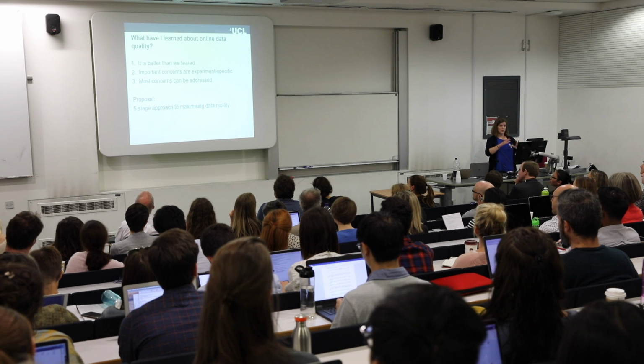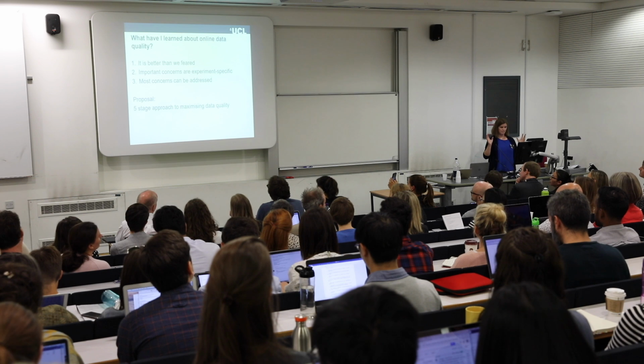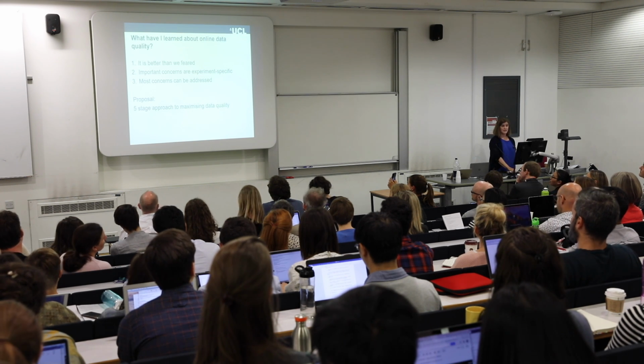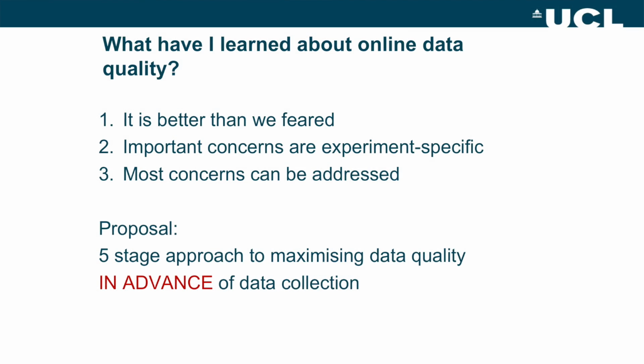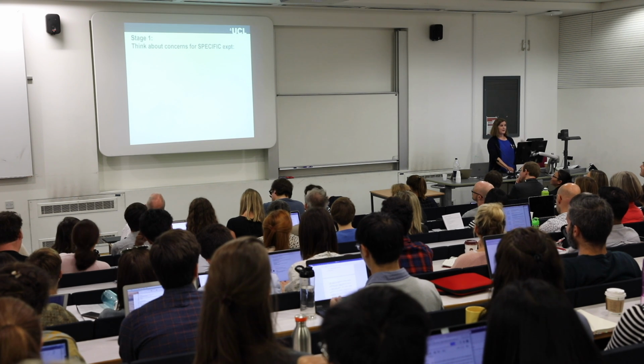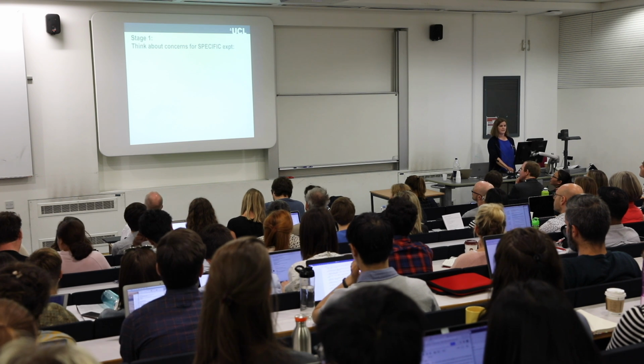So I'm going to talk you through a 5-stage process that I would recommend for any experiment that you're going to run online. And the important thing, this is all stuff you do before you get any data. In the ideal, this is do what I say, not what I do. Right. The first thing is to think about your specific experiment.